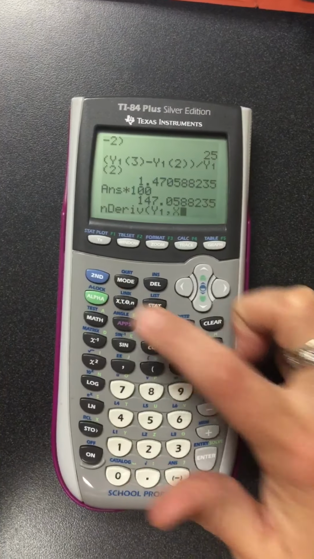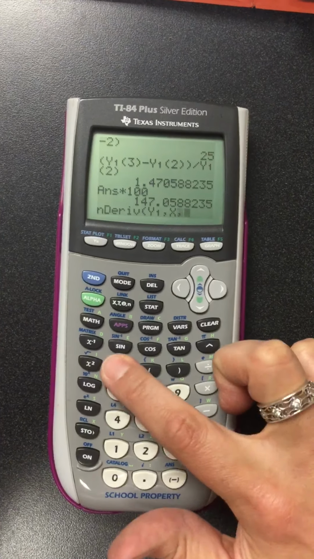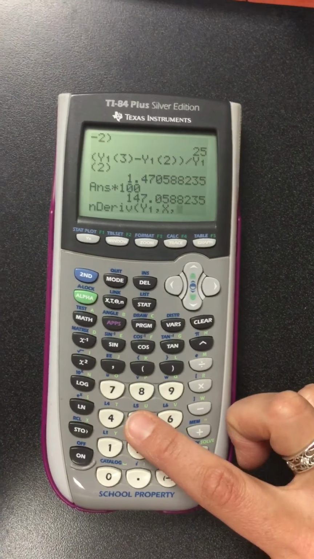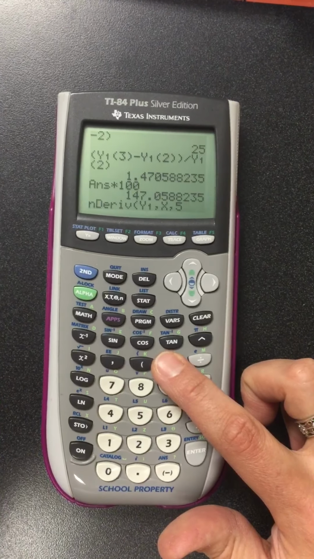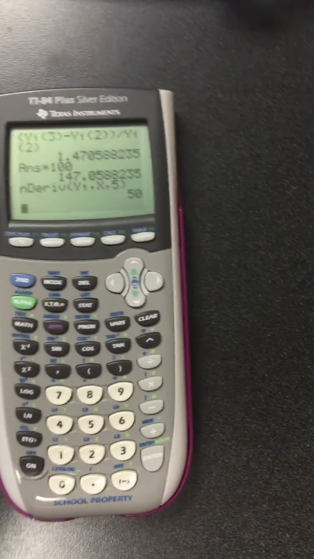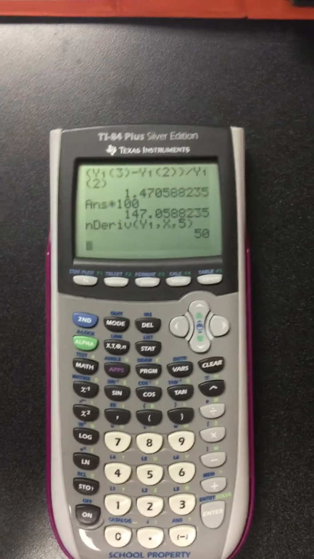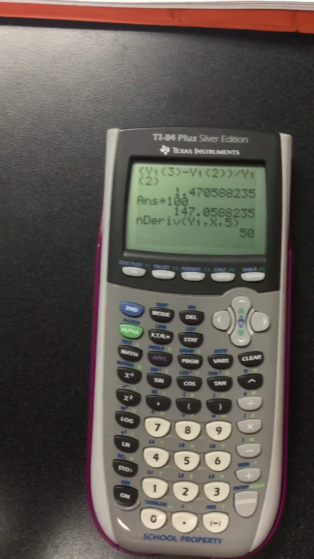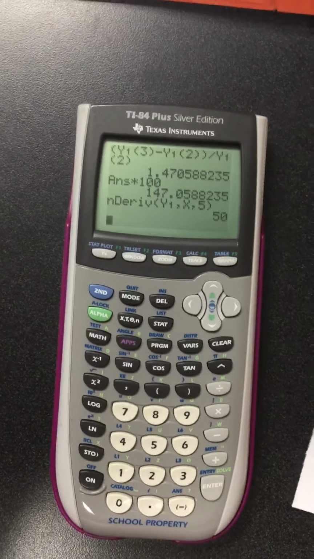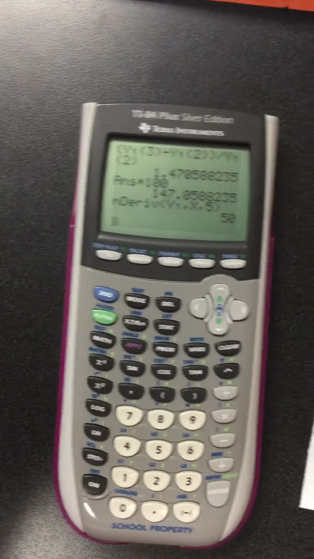We want to put a comma, x, that tells it what the variable is, and then a comma and then where we want to evaluate the derivative. I'm just making things up here, so let's just say it's at 5. You close the parenthesis and it finds the derivative for you at 5. Now, if for some reason that's not what your calculator showed, it doesn't say nDeriv here.